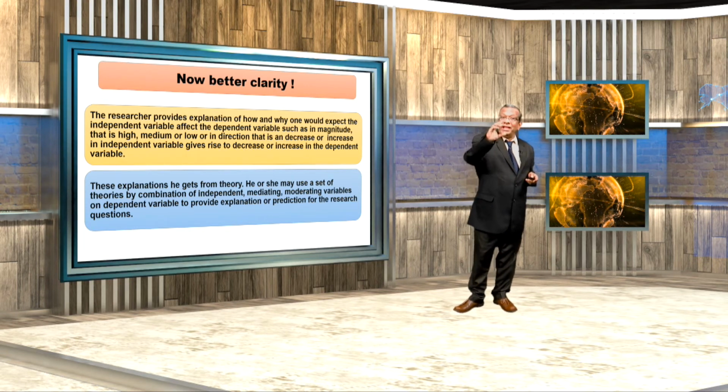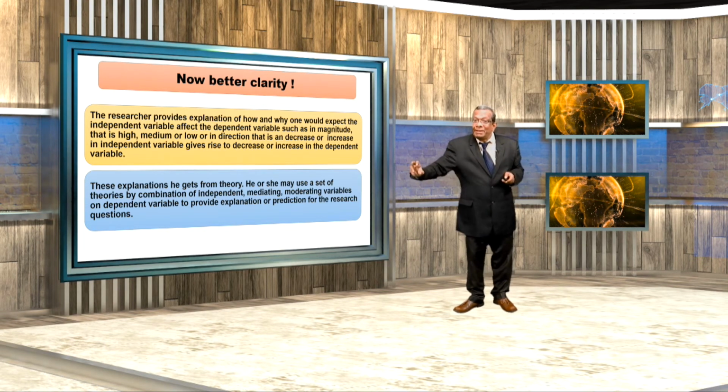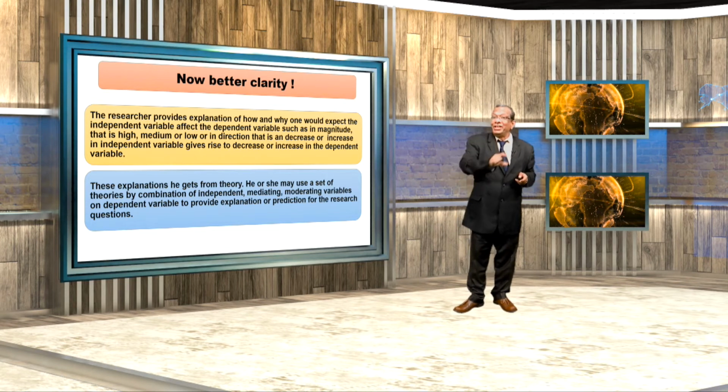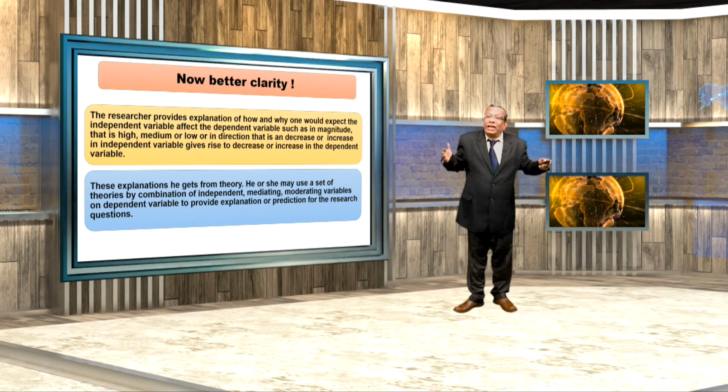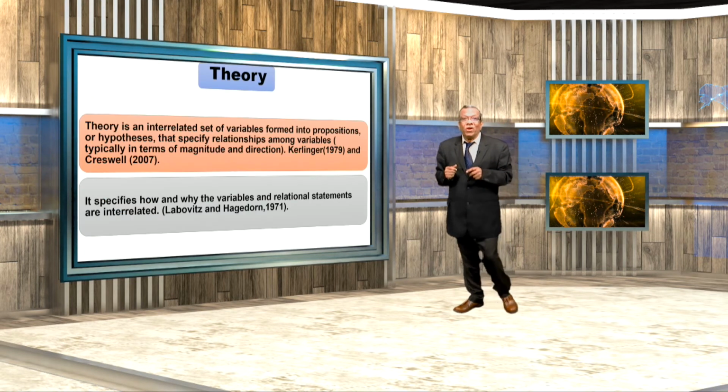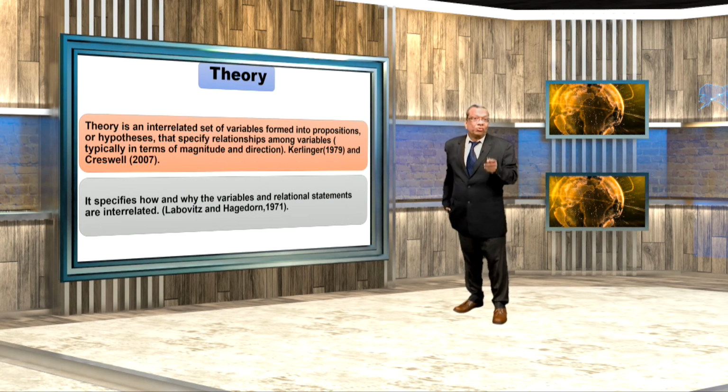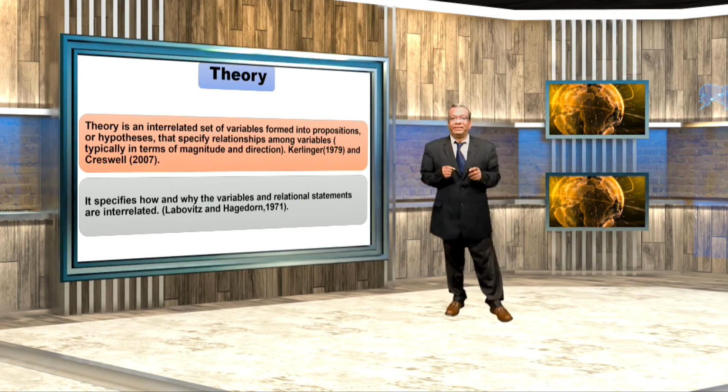Therefore, there are structured steps you have to take in order to come to a clear understanding of exactly what your variables are, how you are going to measure them, and then go for sampling. Now, theory. There is a need to understand the definition of theory.